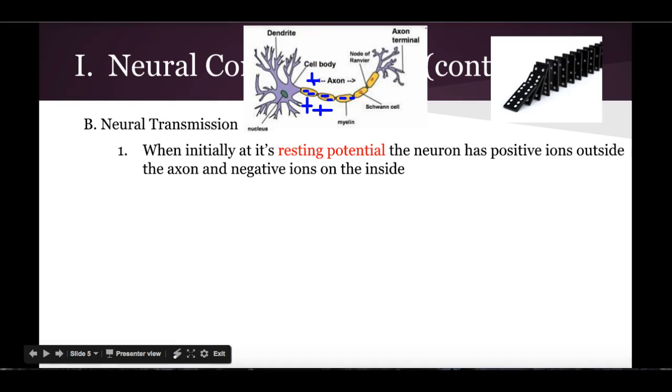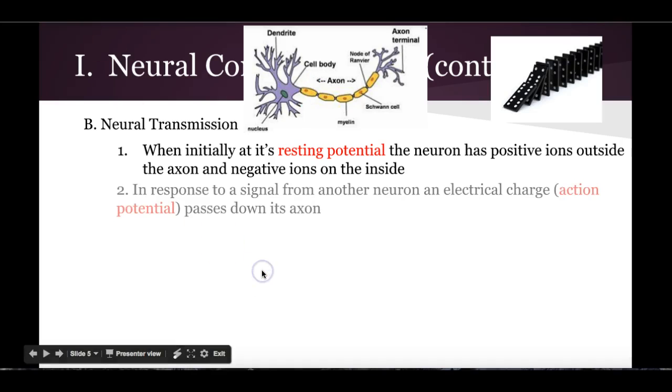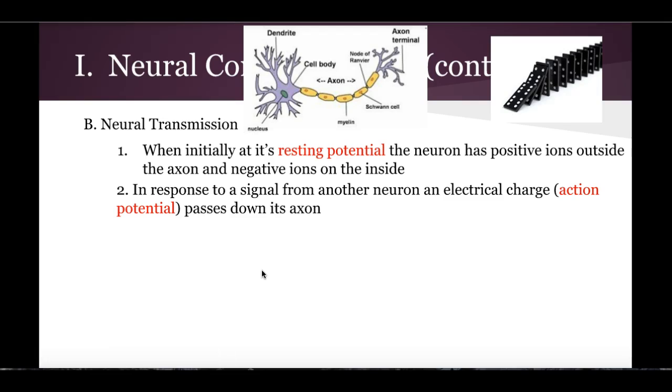Now, what happens is that there's a response to a signal. There's a signal from another neuron, an electrical charge. This is what we call our action potential, and it's going to pass on the neuron. So the dendrites, remember, are receiving the message from another neuron, not on the screen, and this electrical charge will pass through this neuron.